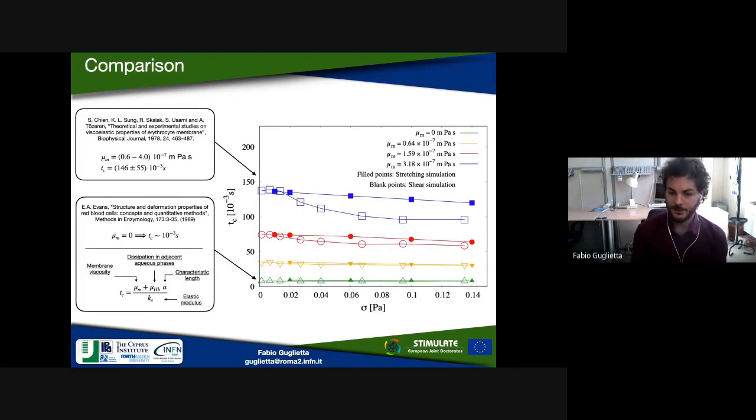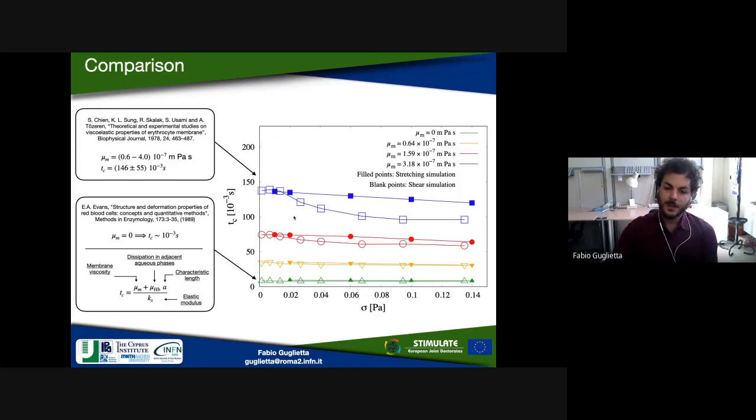Now we want to compare these two results for the stretching and the shear simulation. And to do so, we have to report the relaxation time with the same load strength. So in one case, we have Newtons. In another case, we have seconds to the -1. So what we did is just to compute the stress on the particle and report the relaxation time versus the stress on the particle.